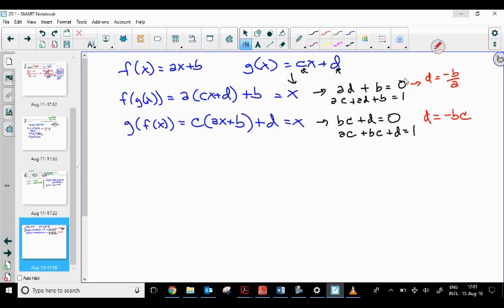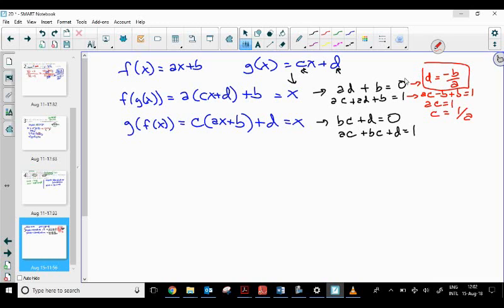I'm actually going to use this substitution, d equals negative b over a, in this line. That's going to give me that ac + a times negative b over a, or just minus b, but plus b is equal to 1. Erase that for just a second. And then from there, I can then deduce that ac is equal to 1, or c is equal to 1 over a.